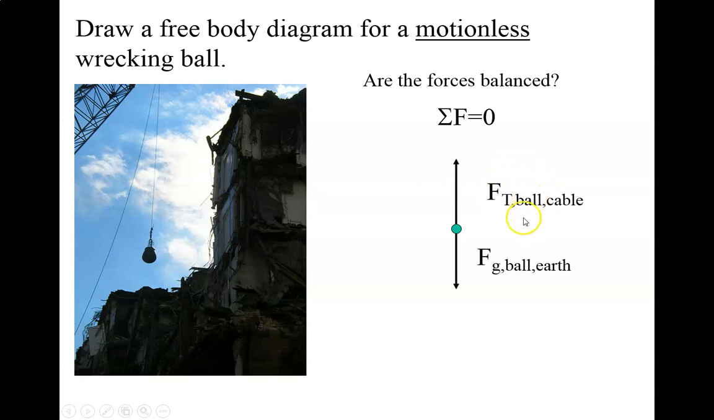Notice that the object receiving the force is the ball in both of these. The second item in your commas should be the same object for everything on your free body diagram. And what's the last step that I should do if I want to show that these are equal? Hash marks. Okay.